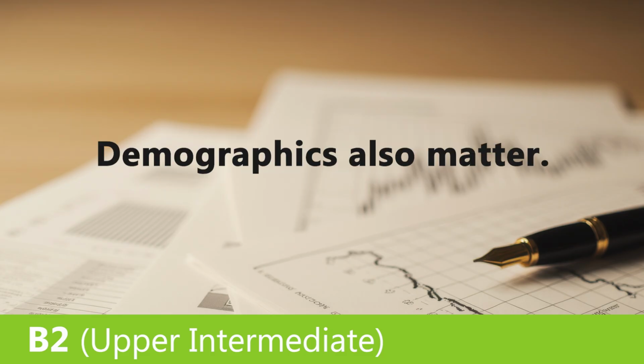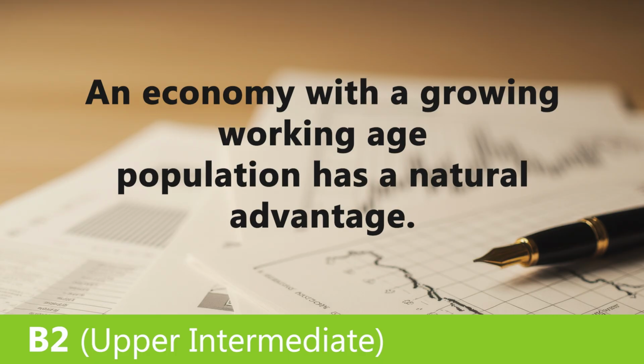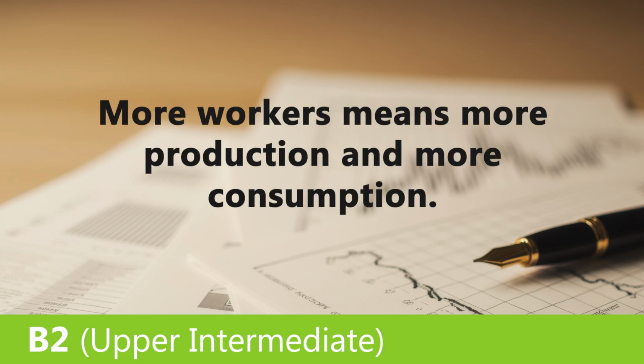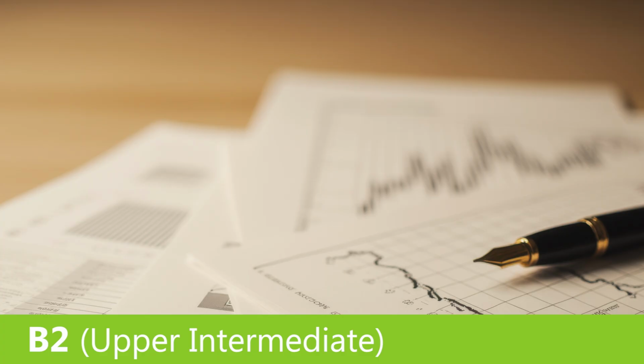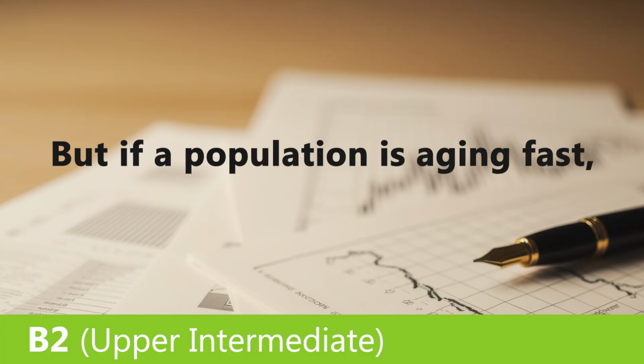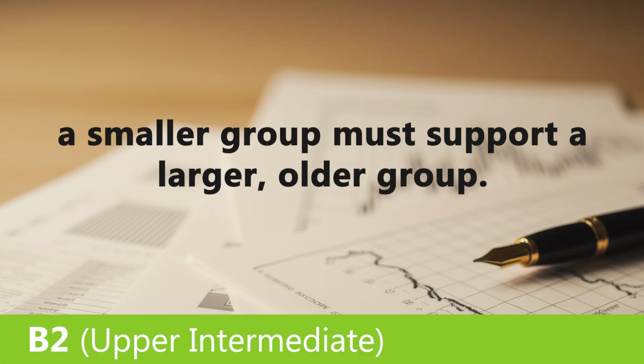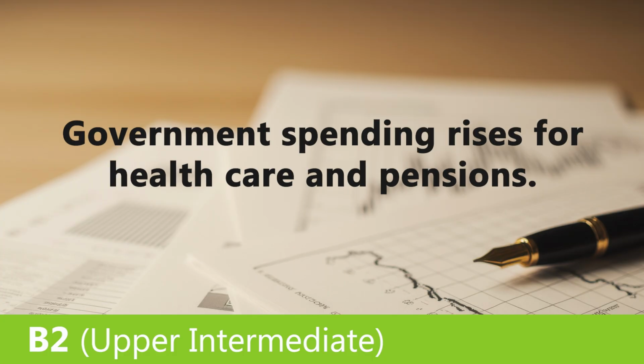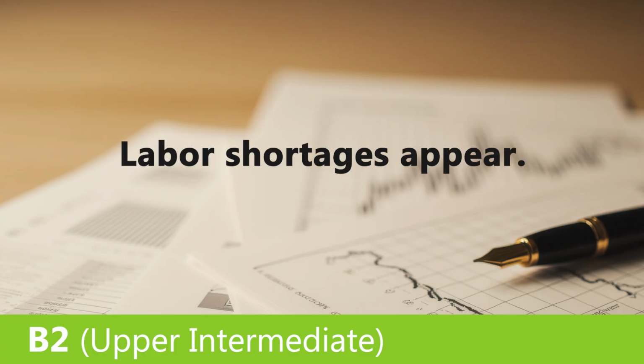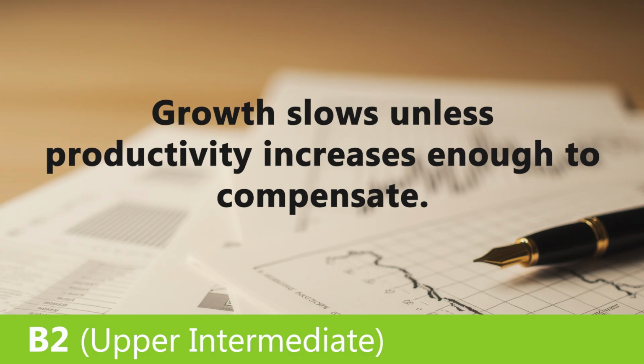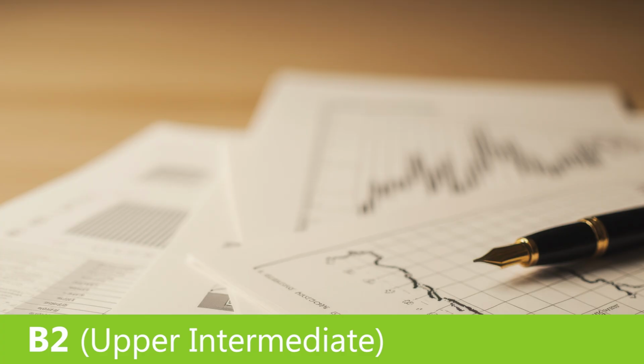Demographics also matter. An economy with a growing working-age population has a natural advantage. More workers means more production and more consumption. But if a population is aging fast, a smaller group must support a larger, older group. Government spending rises for healthcare and pensions. Labor shortages appear. Growth slows unless productivity increases enough to compensate.